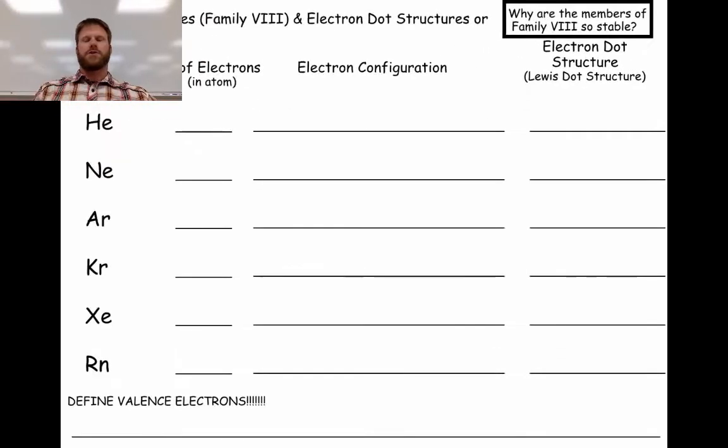Let's begin our discussion of ionic bonding by looking at the noble gases and getting an idea of why atoms will bond to other atoms in the first place. The first thing we want to do is find the number of electrons in each one of these noble gases. Atoms are neutral, so the number of electrons is equal to the number of protons. And on our periodic table, we get the number of protons by looking at the atomic number.